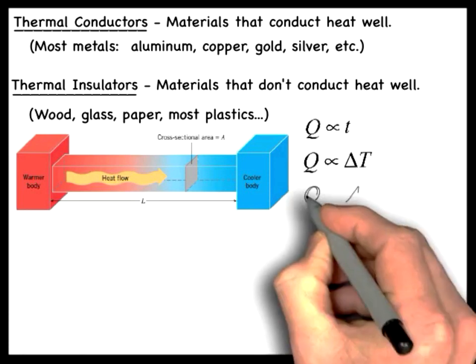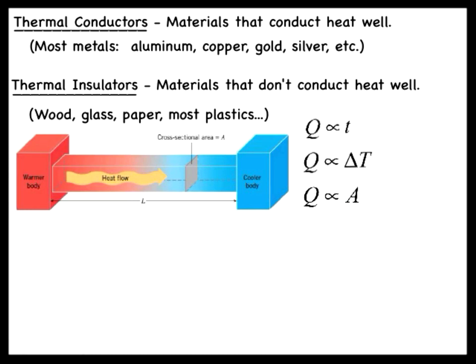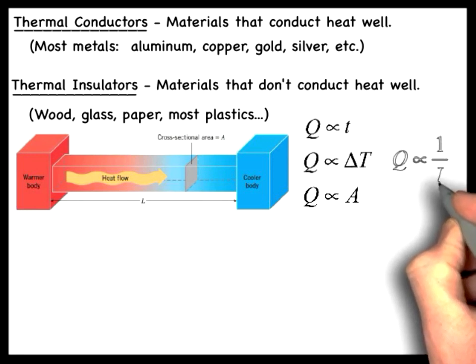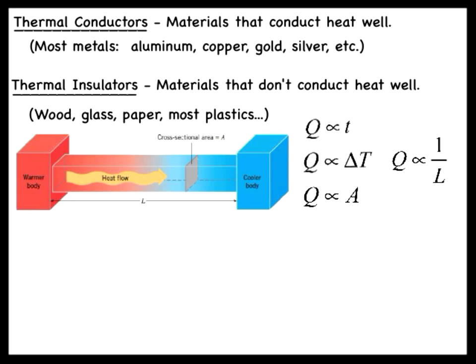Third, Q is proportional to the cross-sectional area of the bar. Doubling the cross-sectional area, for example, would allow twice as much heat to flow down the bar. Finally, Q is inversely proportional to the length of the bar. Greater lengths conduct less heat. These proportionalities can be brought together and made an equality using a proportionality constant K, known as the thermal conductivity.